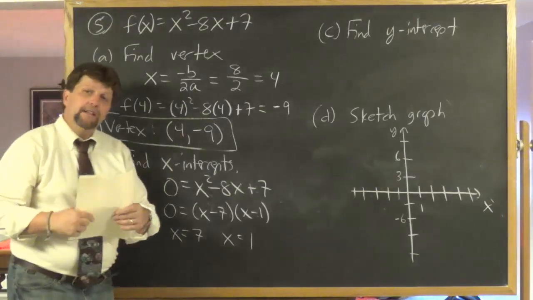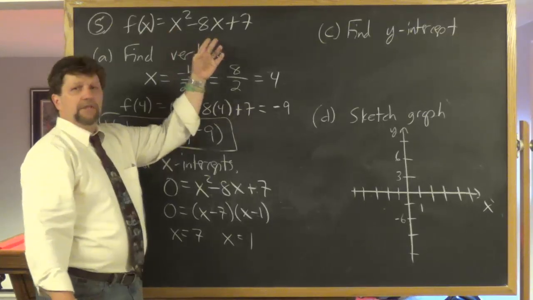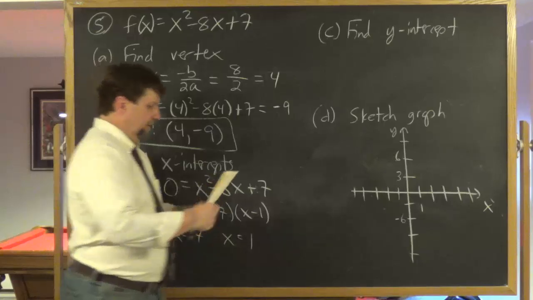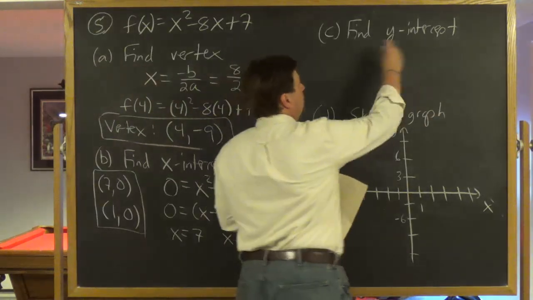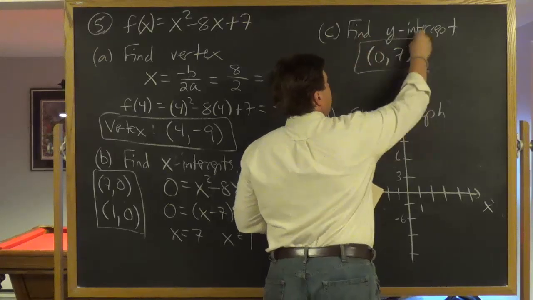In part C, to get the y-intercept, well, remember, to get the y-intercept, you're letting x equal 0. So you toss 0 in for the x's, out comes 7. That was quick to find the y-intercept, 0, 7.